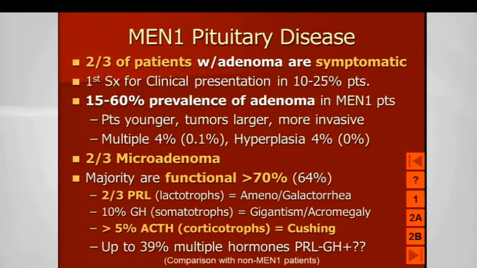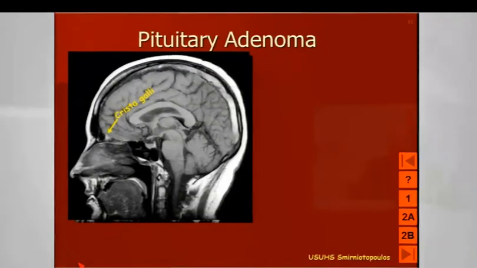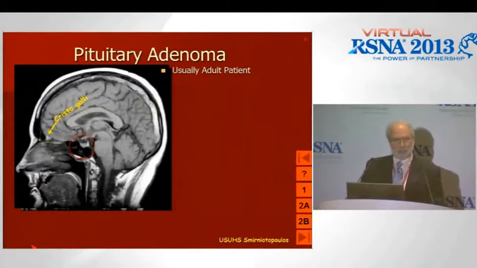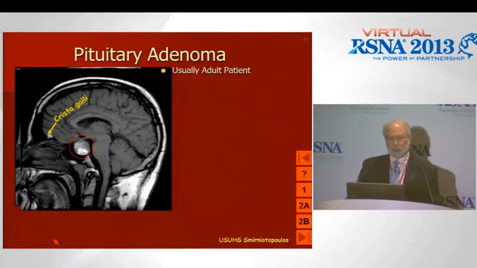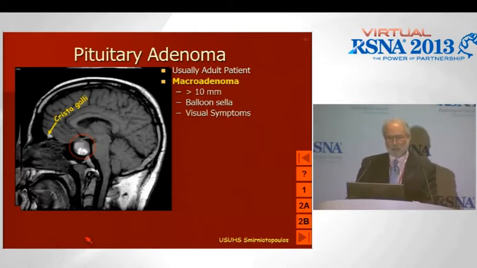So when you're looking for these tumors, you want to remember the context for the patient. Just as a reminder, in the sagittal anatomy here, the pituitary gland is about the size of a dime at the top of the clivus. Patients who have pituitary adenomas, with or without the syndromic association, are usually adult patients.